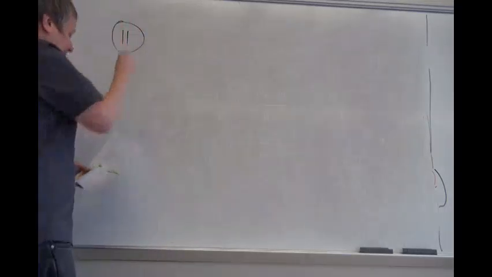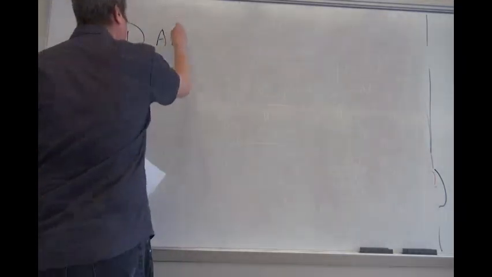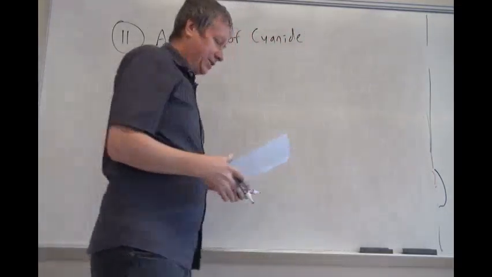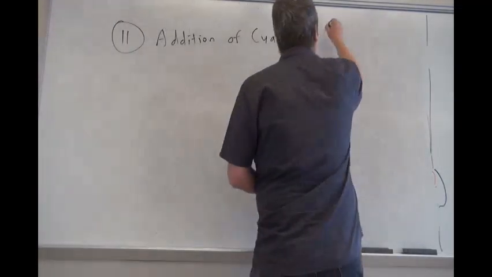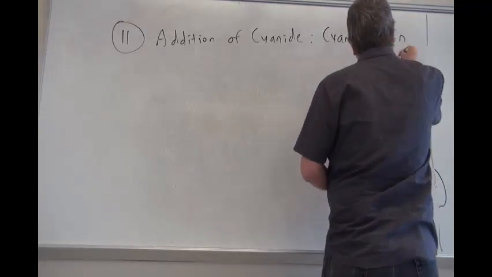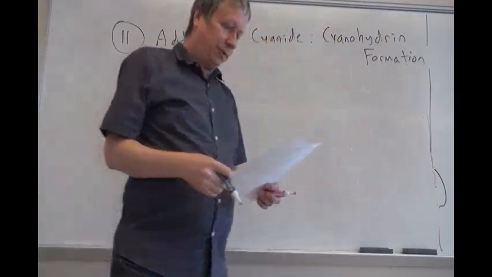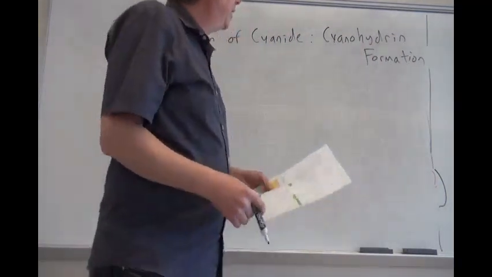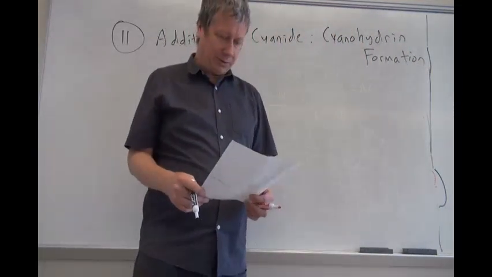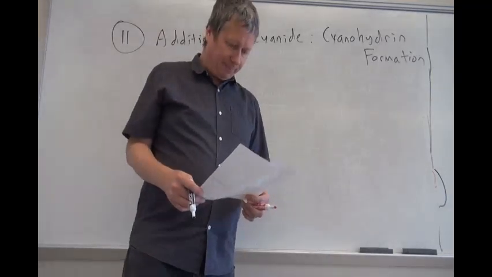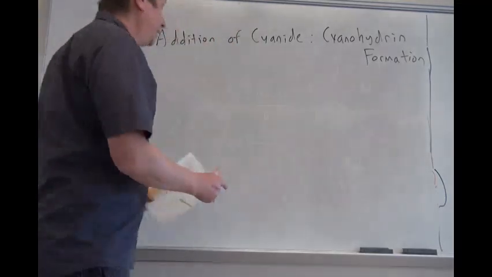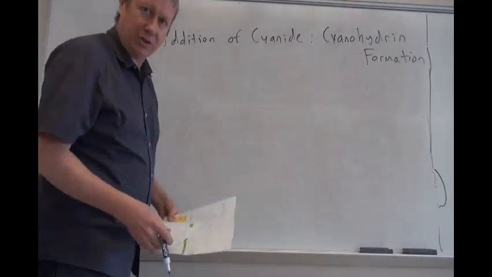Number 11 is addition of cyanide to ketones and aldehydes, and it makes something called a cyanohydrin. Cyanohydrin formation. So what is a cyanohydrin, and what are they kind of used for in organic molecules? All right, so what it is, it's very simple. It's just another nucleophilic addition to a ketone or aldehyde.